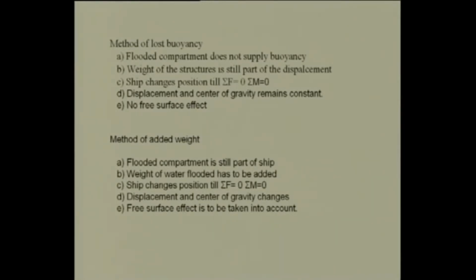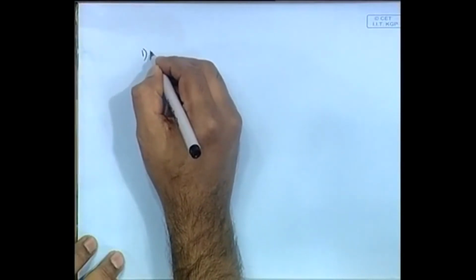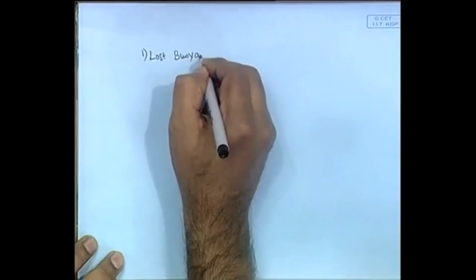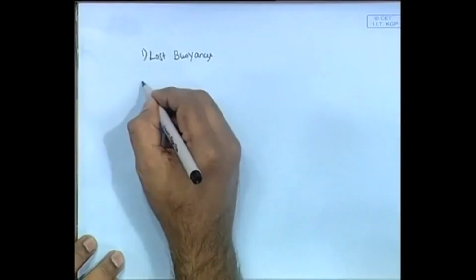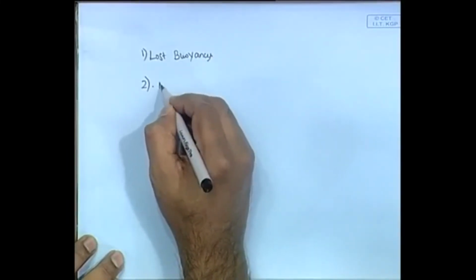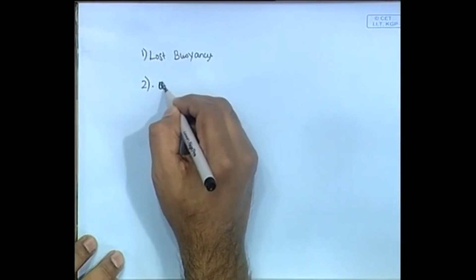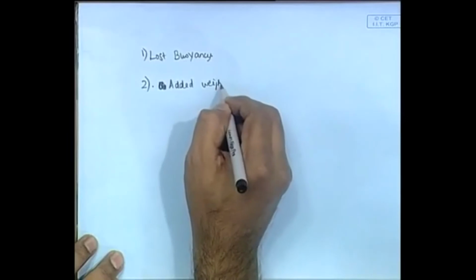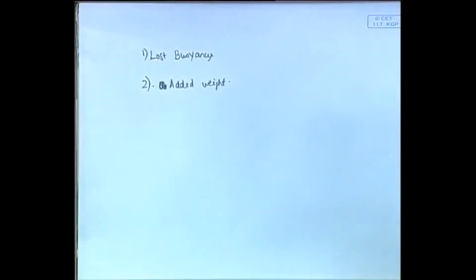These two methods are very famous, and they are defined as the method of lost buoyancy. I am repeating, please remember these two names, and the method of added weight. These are two ways in which you can calculate damage stability or flooding.